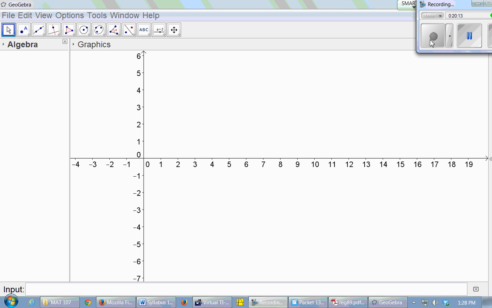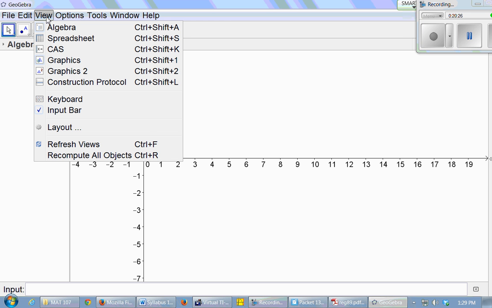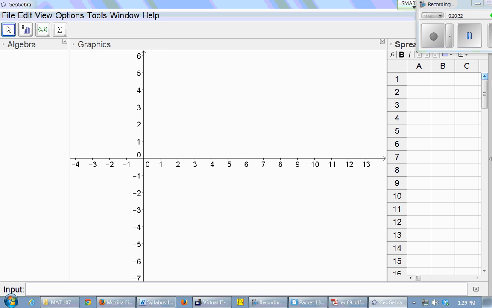Okay, so I've got Geogebra open. To enter the data, Geogebra always shows you the algebra view and the graphics view automatically, but it also has a spreadsheet view. So if you go to View, Algebra, Spreadsheet, Graphics, these are all your views. You want to choose Spreadsheet so that you also have a little spreadsheet over here.